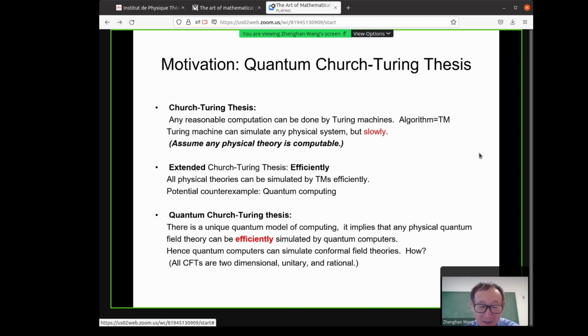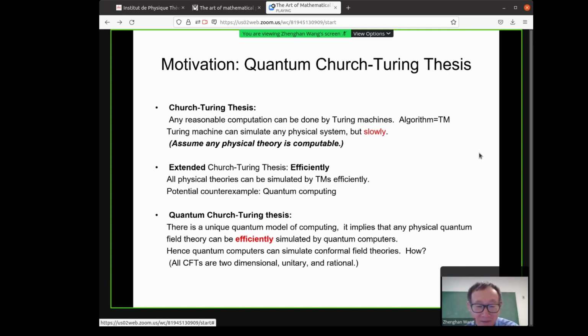If you think about computation, we have classical computation. But if you think about quantum computation, you just want to add quantum to computation. And the belief for many people is there's only one possible mode of computation for quantum. If you believe this, then that means quantum field theory won't give you anything new. That implicitly implies that any physical quantum field theory can be efficiently simulated by quantum computers. That's basically the question I'm interested in.